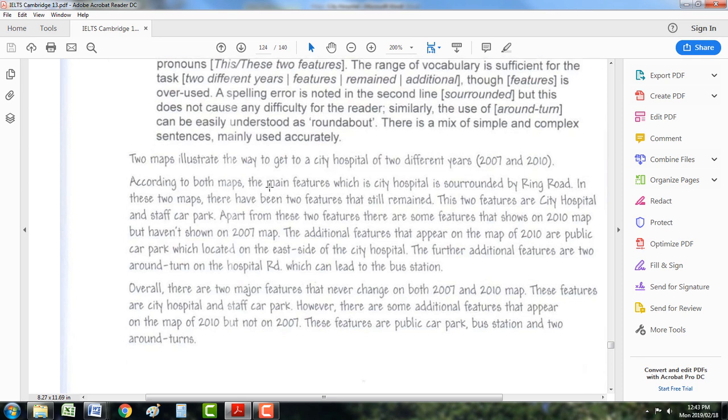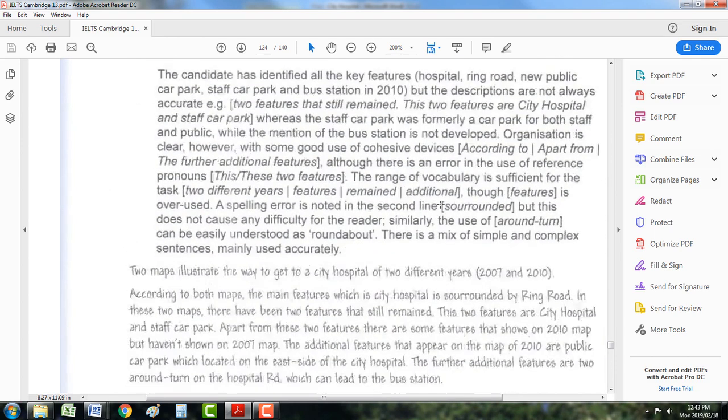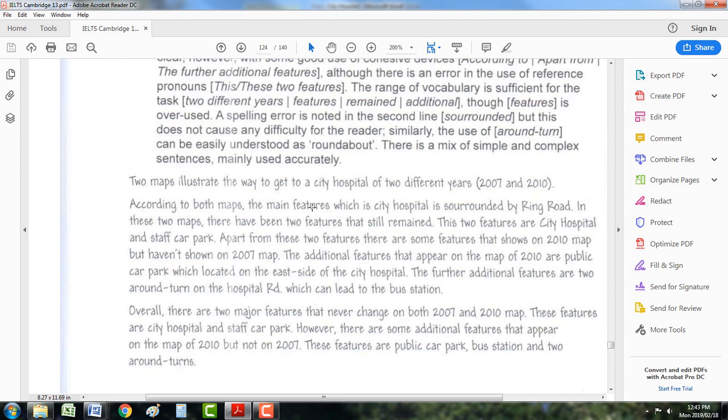According to both maps, the main feature, which is City Hospital, is surrounded by Ring Road. Okay, now immediately I get angry. Immediately I think this is band 5. He gave it band 5.5 overall, but I see terrible grammar here. The main feature, which is, here's a verb, City Hospital is, there's another verb. And now if I'm examining, I'm not happy immediately, because this student does not know how to make complex sentences. The student does not know how to use the word which, and that means the student will not get band 6 from me. Anyway, I'm getting angry, as you can see.